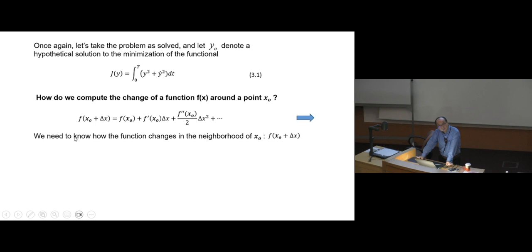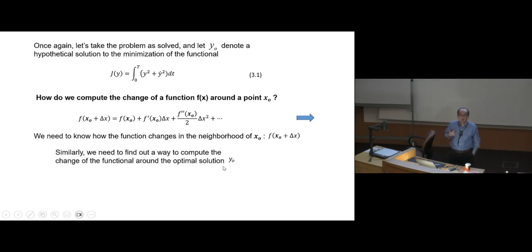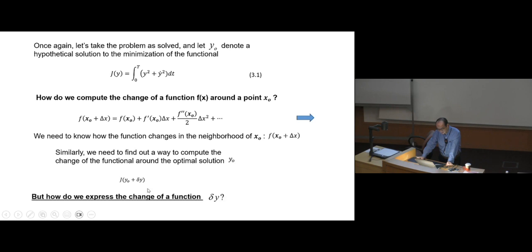So in that process, we need to know how the function changes in the neighborhood of x0. Similarly, we need to find a way to compute the change of the functional around the optimal solution. So how does this value change? This integral will change when this optimal solution is modified by delta y. Then the question is, how do we express the change of a function, the change delta y?